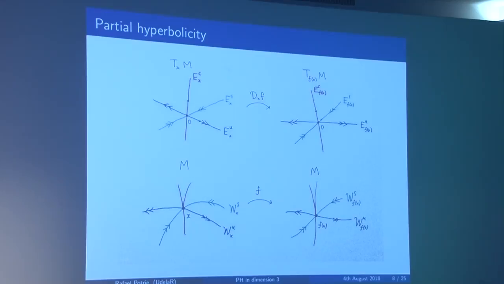And below, what I draw here is a figure of how to pass the information of the action of the derivative to the manifold. What you see is that for the strong bundles, the stable and unstable bundles, you get something in the manifold that mimics the dynamics of the differential. But in the center direction, this is much more subtle, and I draw it by doing two lines, but whatever.